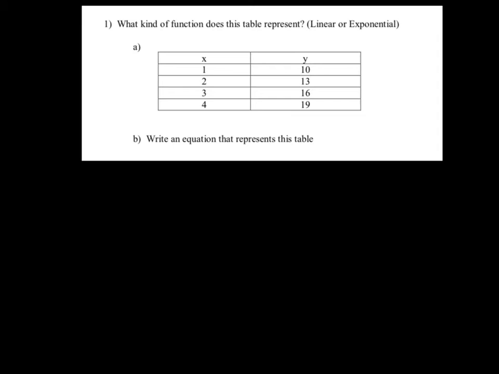For question number 1, what kind of function does this table represent? Let's take a look at the differences for our y values. Remember, if we are adding a constant, we have a linear function, and if we're going up by a constant multiplier, we have an exponential function. Looking from 10 to 13, we're going up by 3, from 13 to 16, up by 3, and from 16 to 19, again up by 3. Since we're adding a constant, we have a linear function.